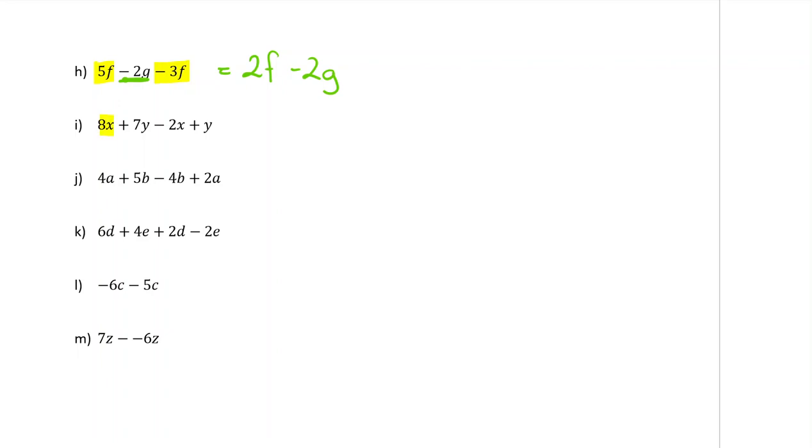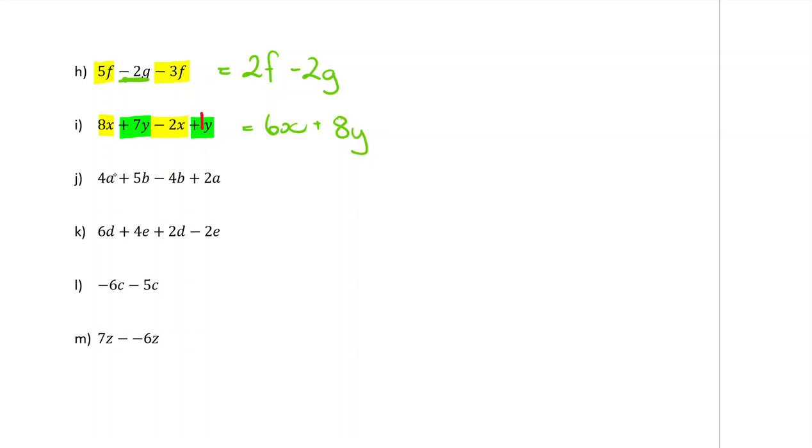Question I, 8x, and here's another x, so minus 2x will go together. But there's some y's as well. We have a positive 7y and another plus y here. So you've got to be careful when they alternate like that to make sure you get the symbols right. So 8 and then minus 2. 8 minus 2 is 6x. Now the y's, we have 7 plus the sneaky little 1. So 7 plus 1 makes a positive 8y.